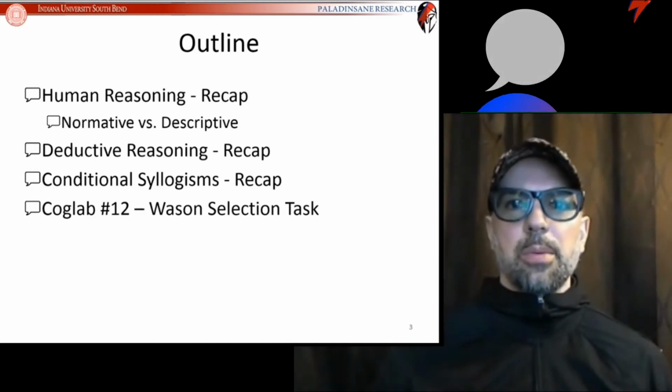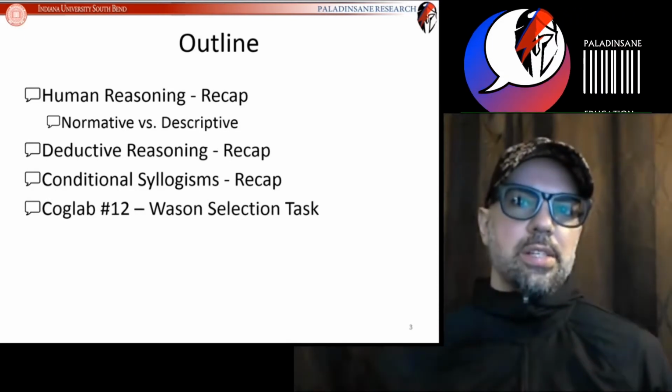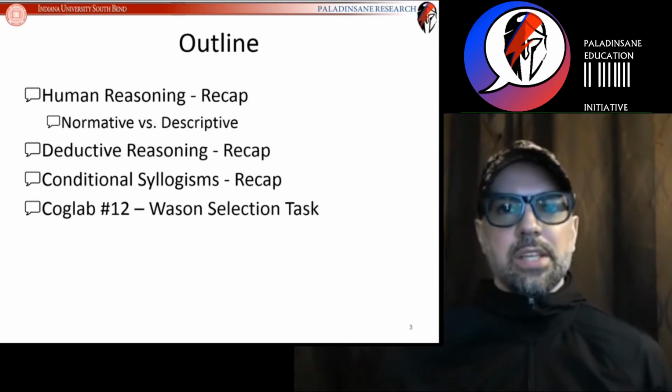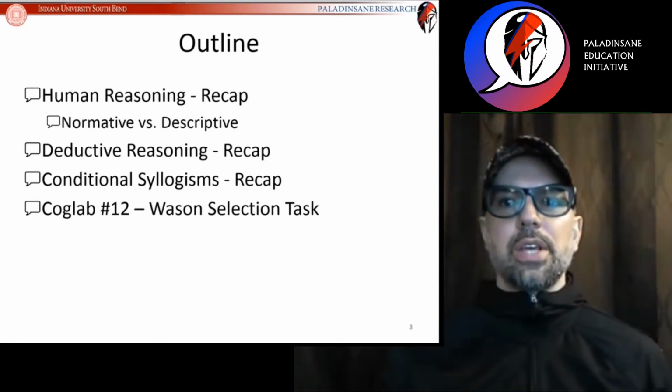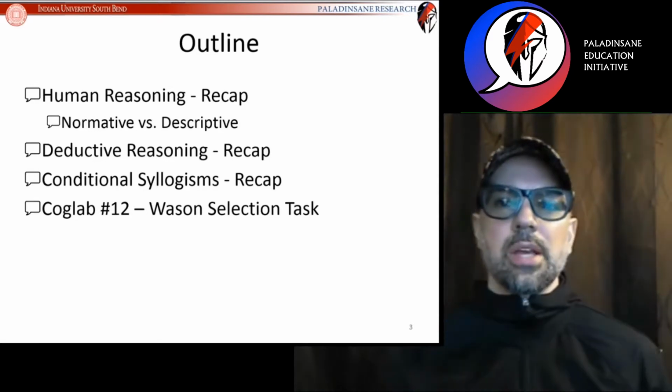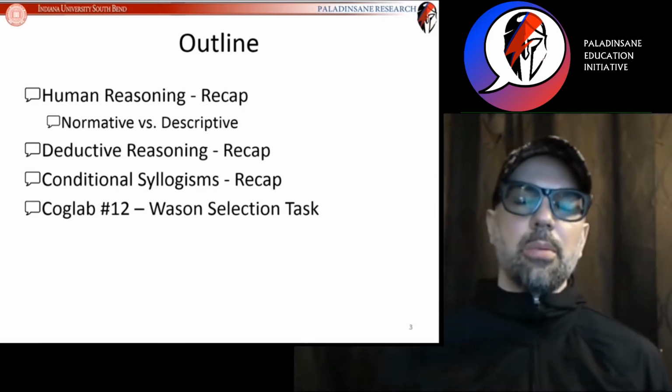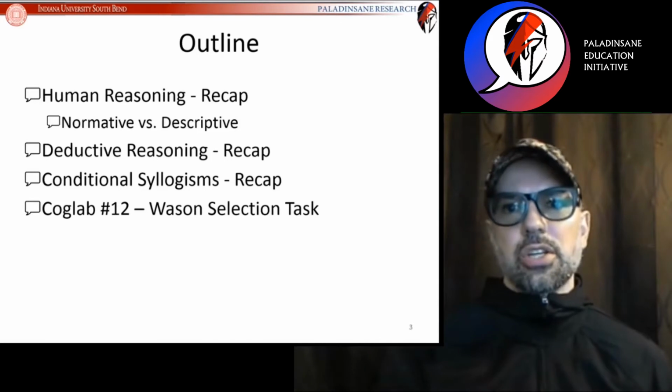That's your Coglab number 12. What the Wason selection task will do is measure the descriptive reasoning of how humans reason with conditional syllogisms, so we can compare that to the normative reasoning of conditional syllogisms.